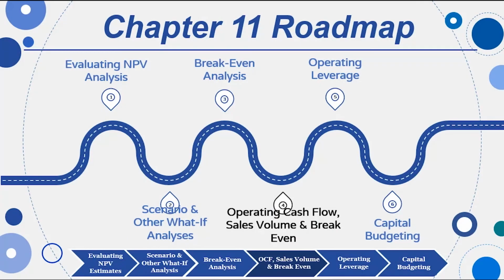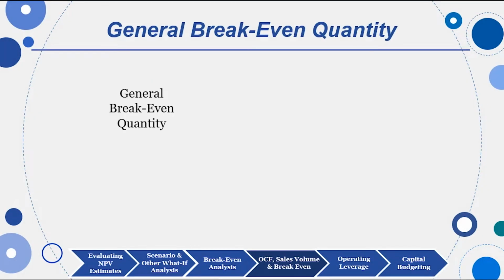Our next learning objective is OCF, sales volume and break-even. So what's the general break-even quantity? Someone took a P&L or an income statement and solved for Q. Q, again, is in units. How many units do I need to make and sell just to break even?